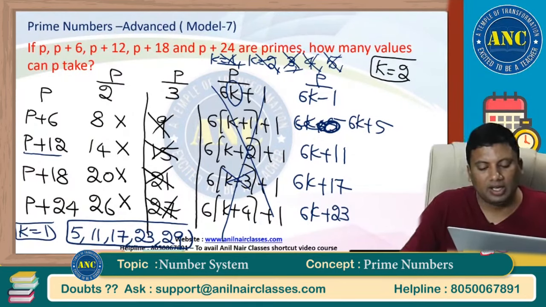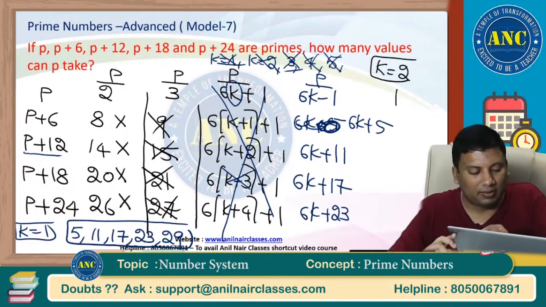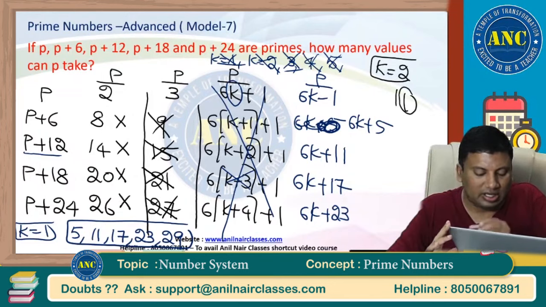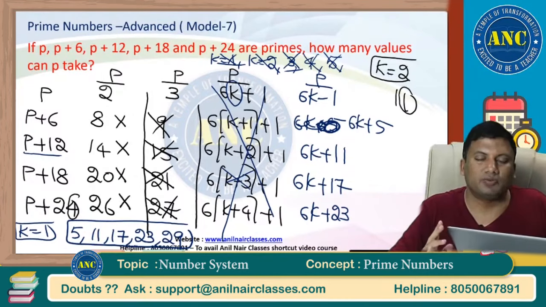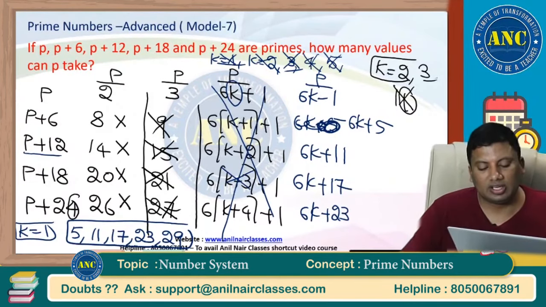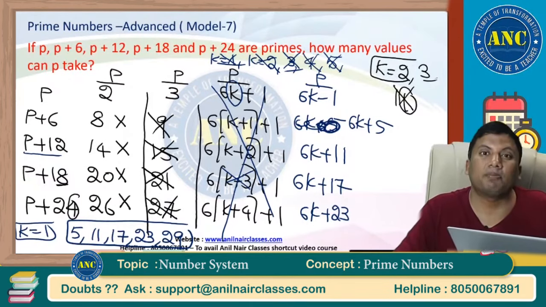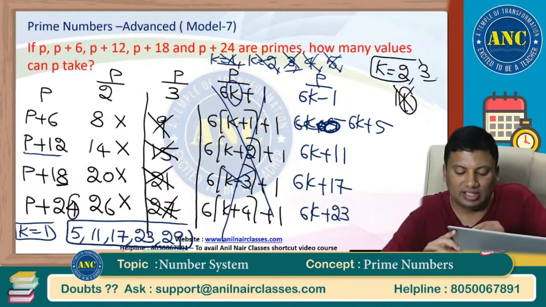But if I keep k equal to 2, what will happen? 6 into 2 is 12. 12 minus 1 is 11. The unit digit of 11 is 1, and the unit digit of the last number is 4, so the answer will be divisible by 5. This is out. If I put k equal to 3, 6 into 3 is 18. 18 minus 1 is 17. 17 plus 18 is 35, and 7 plus 8 is 15. It is divisible by 3.